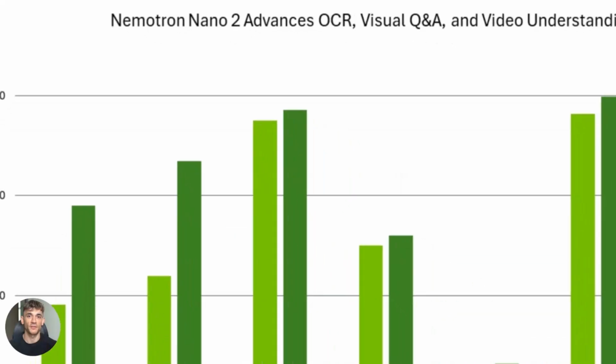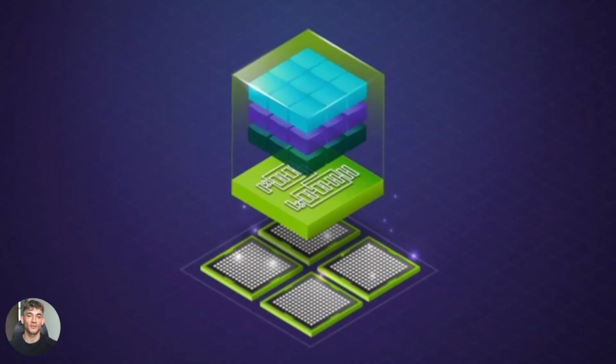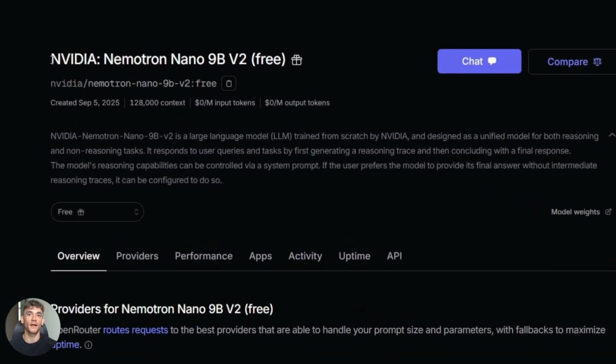NVIDIA just dropped a free 12 billion parameter AI model that reads documents, understands images, and watches videos. And you can run it right now for free. I'm talking about Nemotron Nano 2 VL.